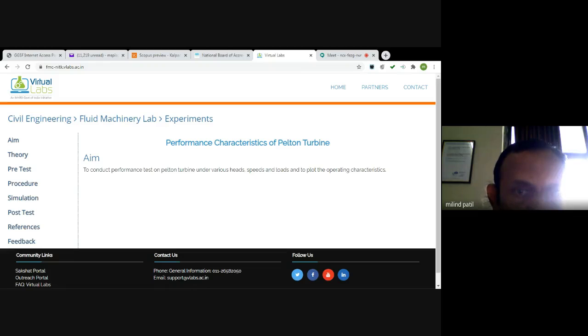Today we will be having practical number 1. The aim of this practical is to conduct a test on Pelton turbine, it's an impulse turbine, under various speeds, loads, and to plot the main and operating characteristic curves.